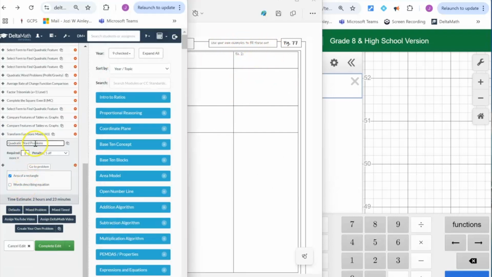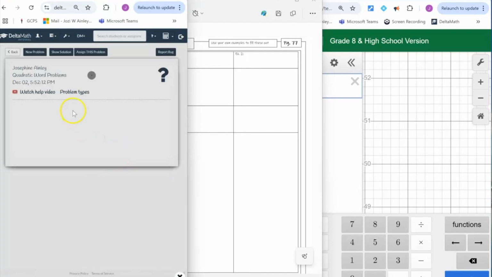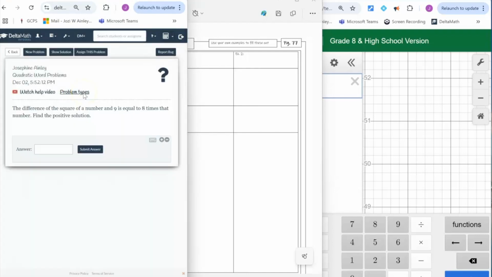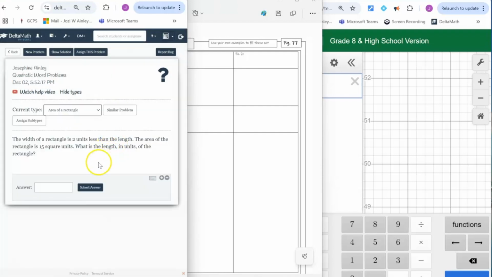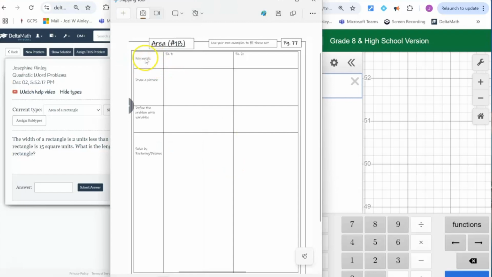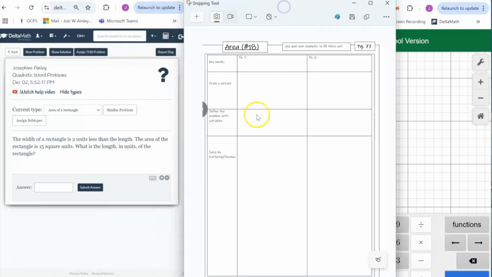It's going to be called quadratic word problems. And this is going to be dealing with area only. So I'm only going to do the question that talks about area. So here's a question that I'm talking about. The best thing for you to do is identify what your keywords are. Okay, so let's take a look at it.